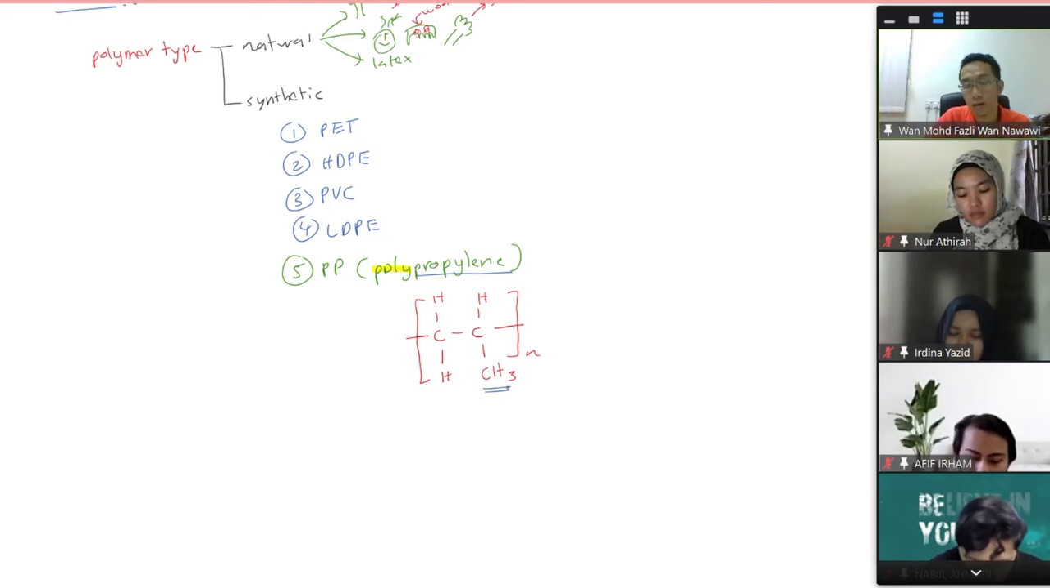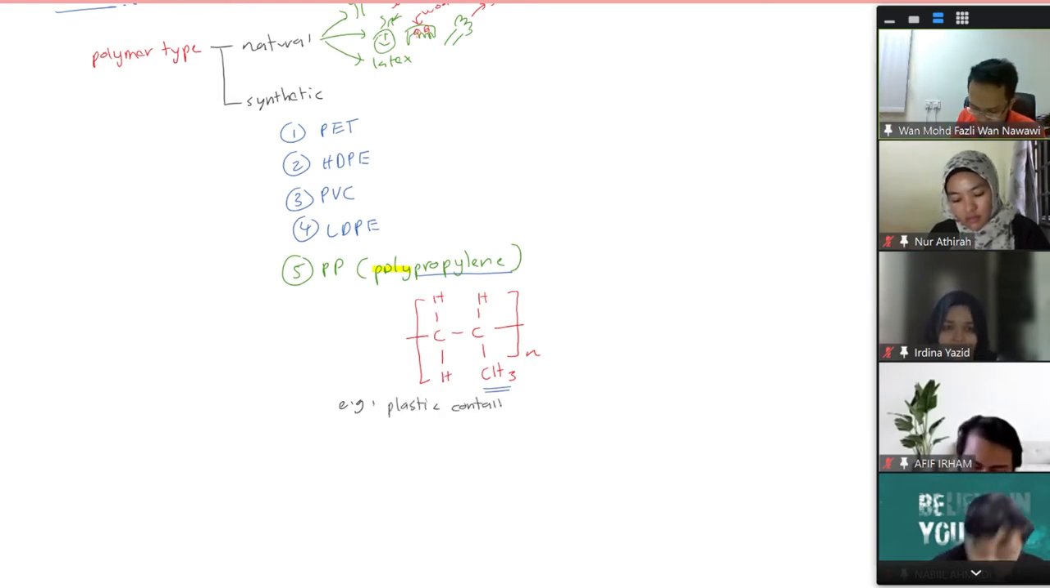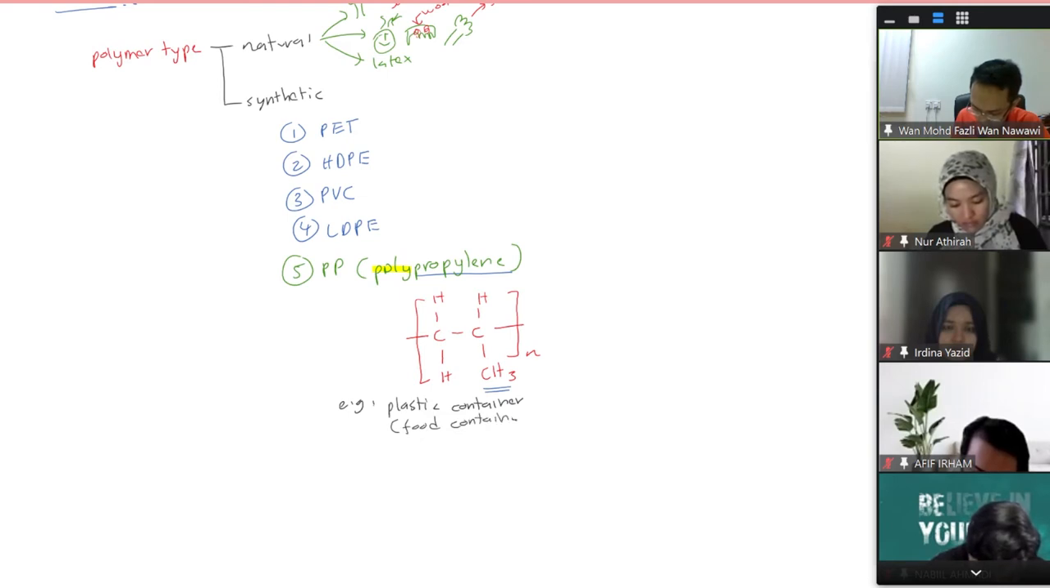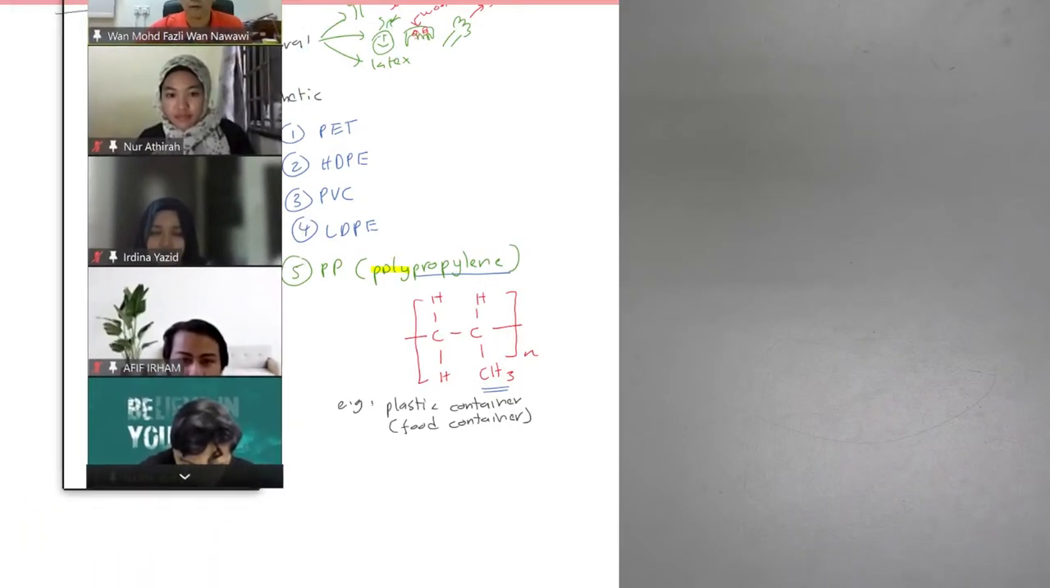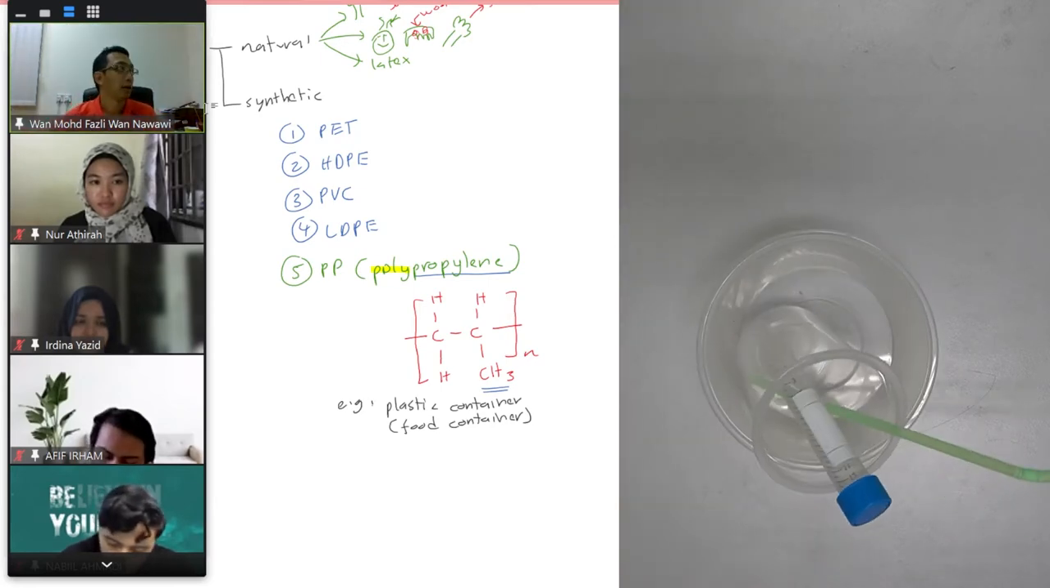Typically, polypropylene you can normally find in plastic containers. So examples of where you can find this are plastic containers, normal kitchenware, kitchen utensils, and also food containers and so on. So if I may, I put it here like this. Okay, so I think it's okay. Normally these are the things that come from propylene.